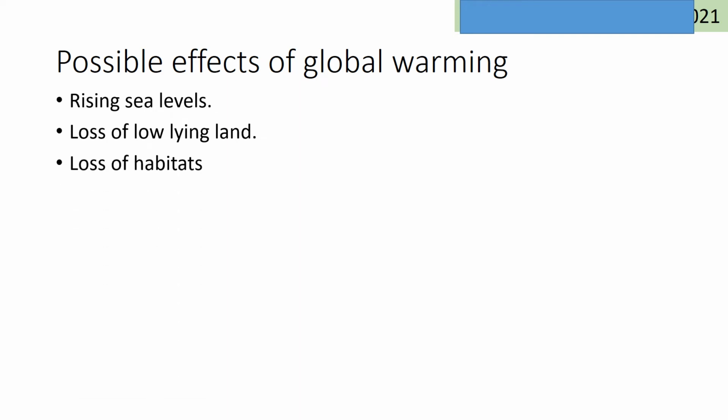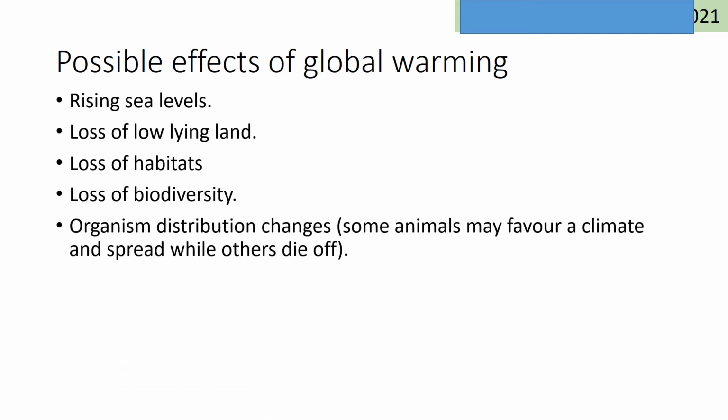We're just going to lose lots of habitat, lots of plants and animals dying, loss of biodiversity, organism distribution changes. Some animals may favor it and spread, while others will die off. So you get this great disparity between animals that do really well in hotter temperature and animals that don't do well in hotter temperature. It's going to change the migration patterns of animals.